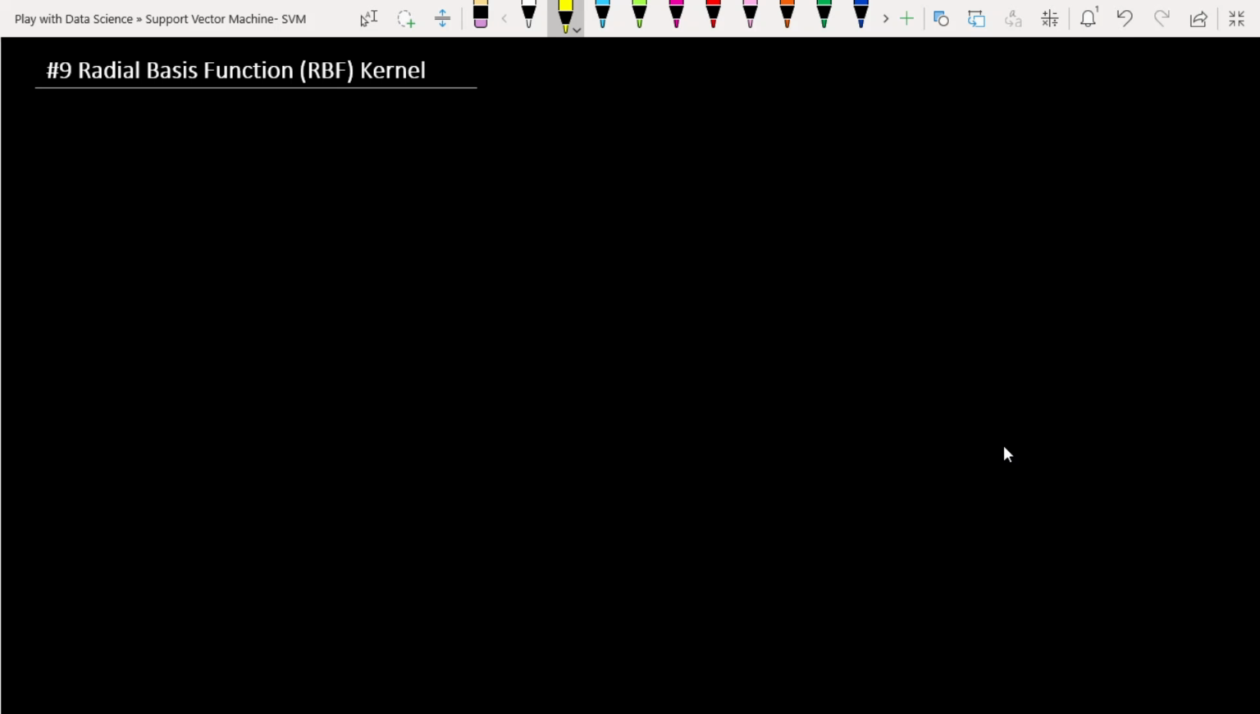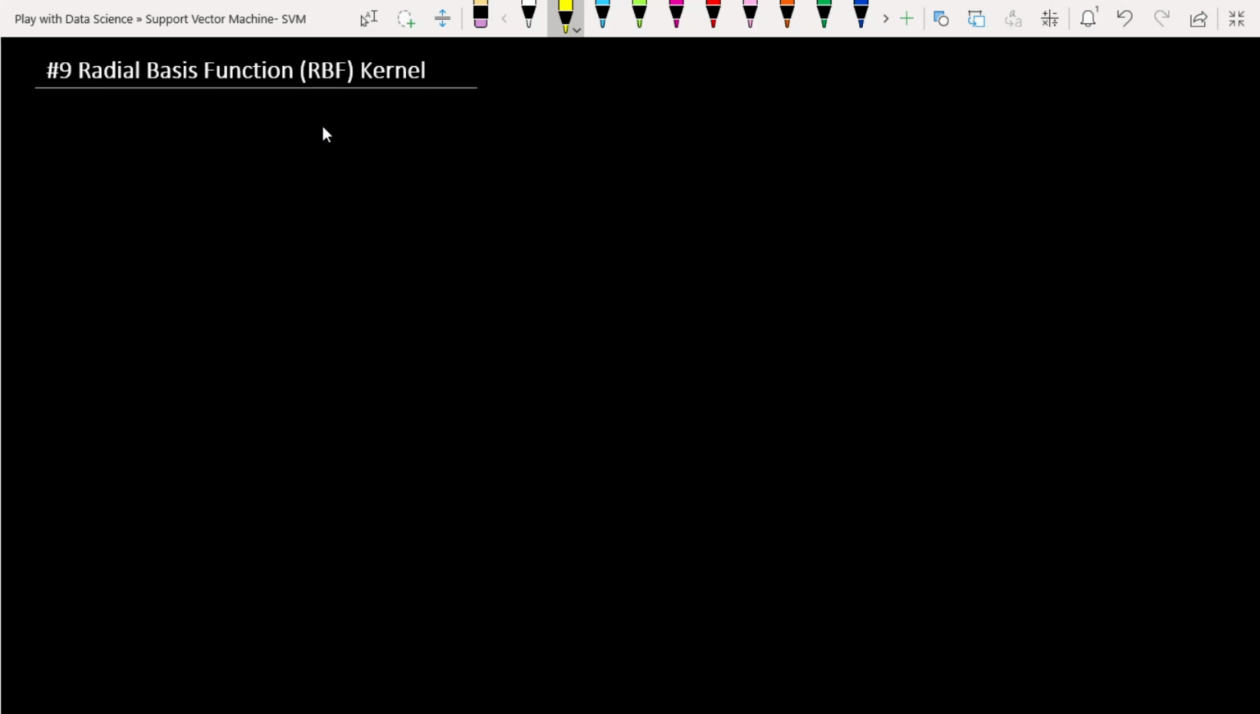Okay, so in this lecture we are going to discuss the radial basis function kernel. In the previous lecture we saw the polynomial kernel. In this lecture we simply discuss the RBF kernel, or radial basis function kernel. So let's start. This kernel is the most popular kernel among all of the kernels.